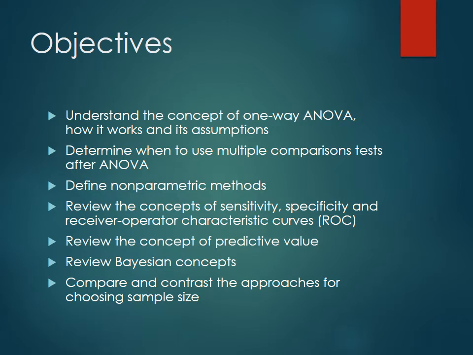So we're going to cover a few more tests that you can run that are important when looking at medical literature. One's going to be talking about ANOVAs. So you'll see them abbreviated as ANOVA. That's going to be referring to the analysis of variance. We'll talk about when to use those. We'll talk about multiple comparison tests that you're going to do after running ANOVAs. Then we're going to talk about some non-parametric tests, sensitivity, specificity, and receiver operator characteristic curves, or ROC curves. And we'll look at things like predictive values and some stuff with sample size and Bayesian statistics.